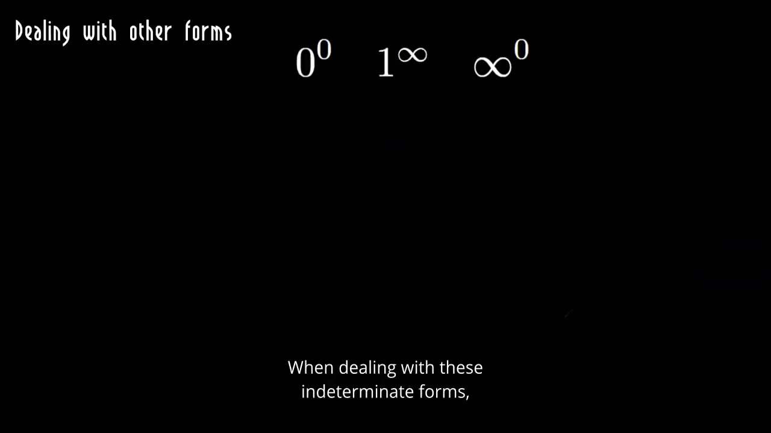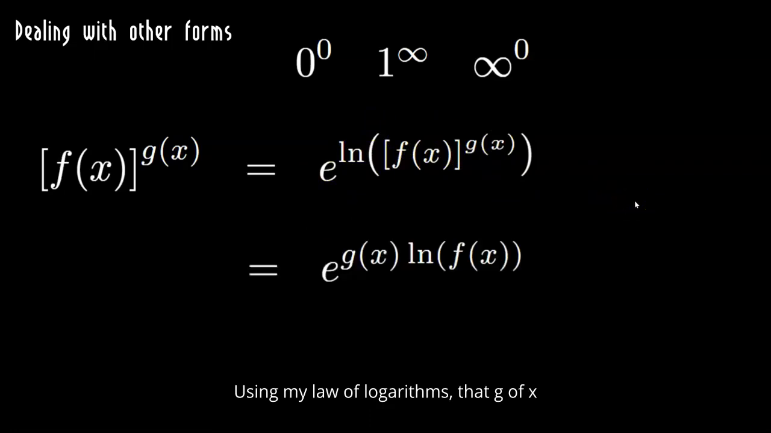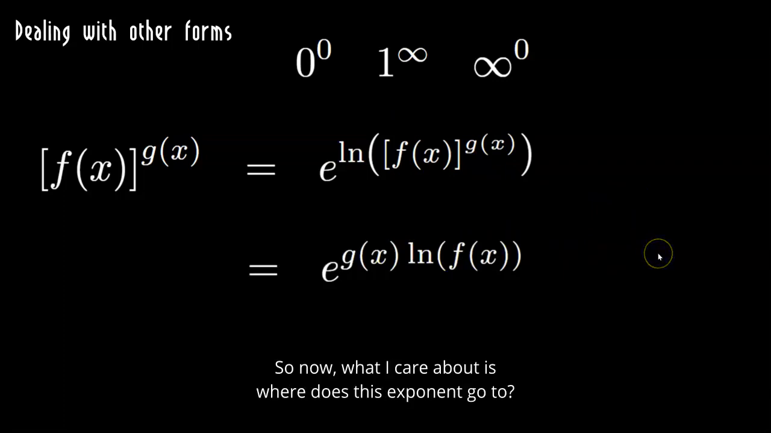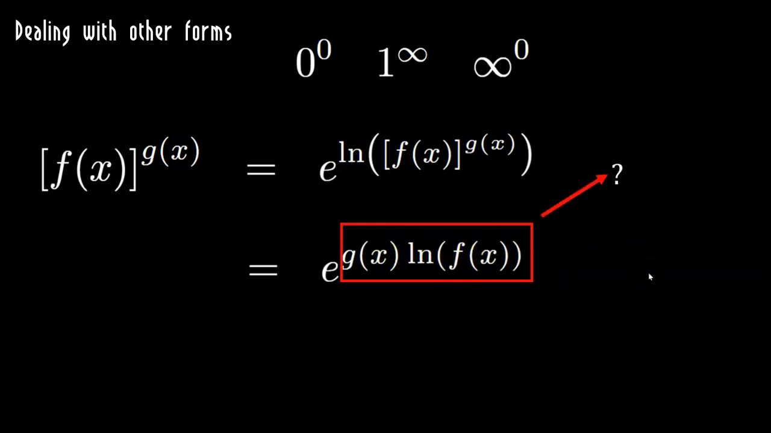When dealing with these indeterminate forms, you pull the same trick. You've got a function to a function, so you're going to rewrite it as e to the natural log of that function to a function, because e to the natural log cancel out. Using my law of logarithms, that g of x comes out front of the natural log. So now what I care about is, where does this exponent go to?